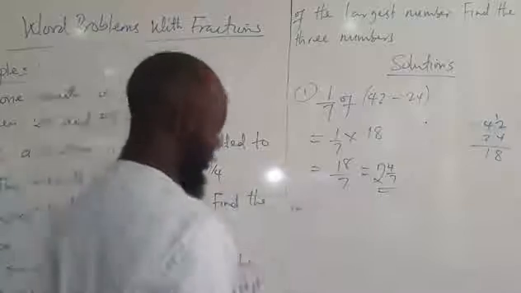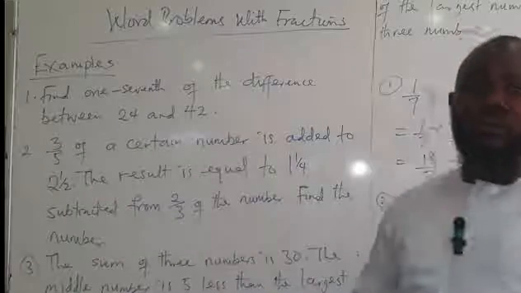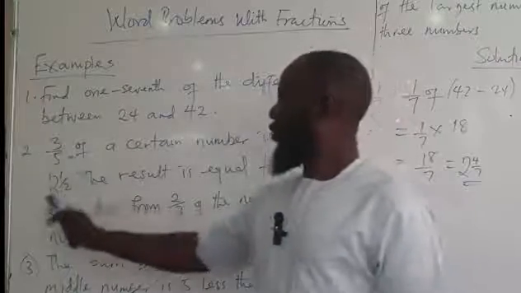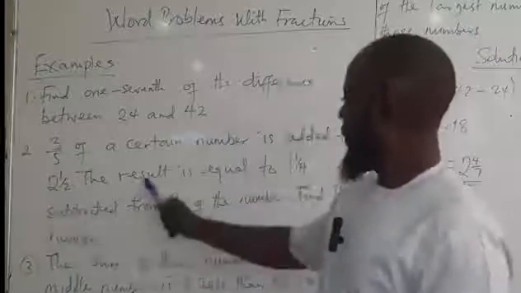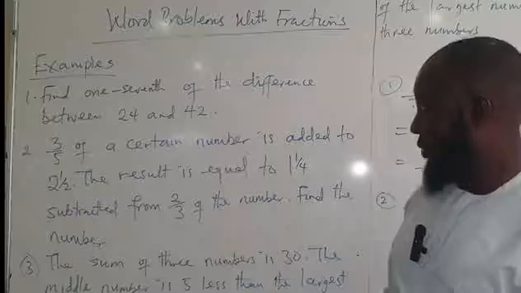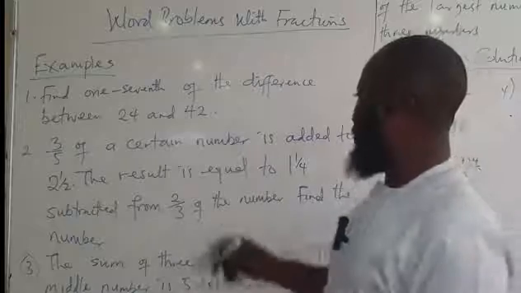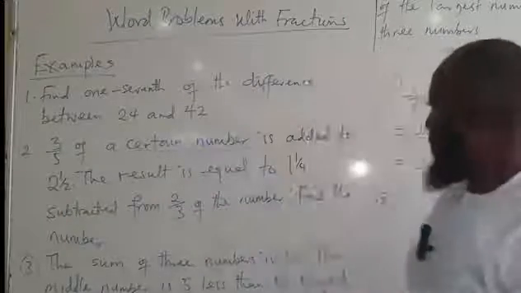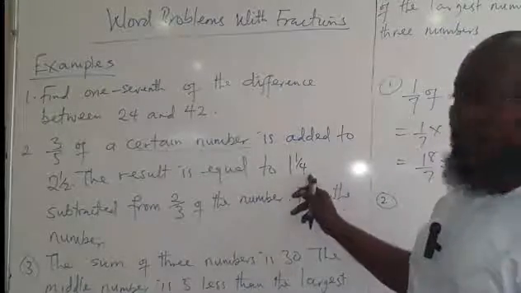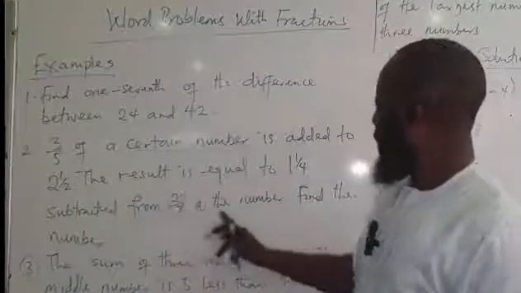So let's look at example number 2. Number 2 says: 3/5 of a certain number is added to 2 whole number 1 over 2. The result is equal to 1 whole number 1 over 4 subtracted from 2/3 of the number. Find the number. This is also straightforward. 3/5 of a certain number, we don't know the number, is added to this. The result is equal to 1 1/4 subtracted from 2/3 of the number.